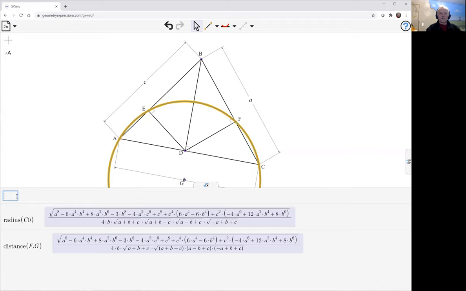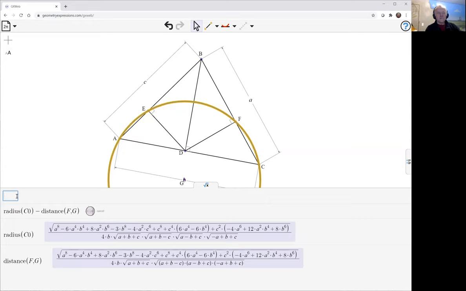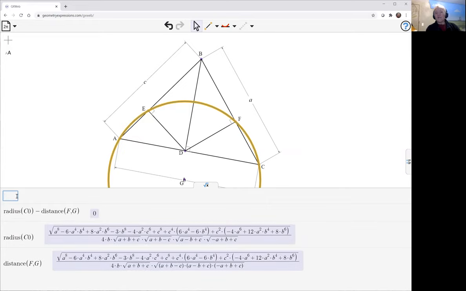If you don't trust the proof of your own eyes, you can ask GX Web to compute, for example, the difference. And sure enough, it gives you zero, proving our theorem.